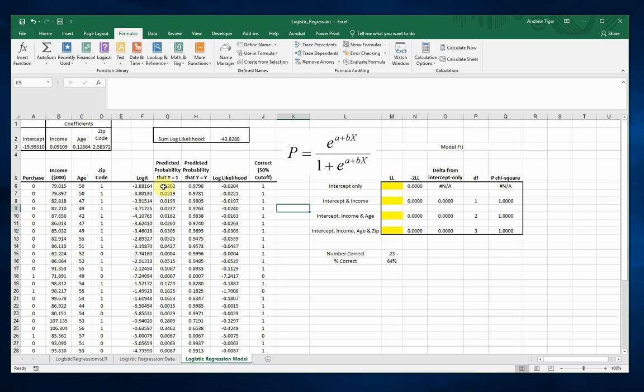So in this case, the probability that they bought the house was 2%. The model says the probability that they did not buy the house is 97%, which is bigger than 50%. So this is a correct prediction based on these coefficients. Okay, that's what this is, and over here I'm just counting how many times I got a 1, which was my percent correct.